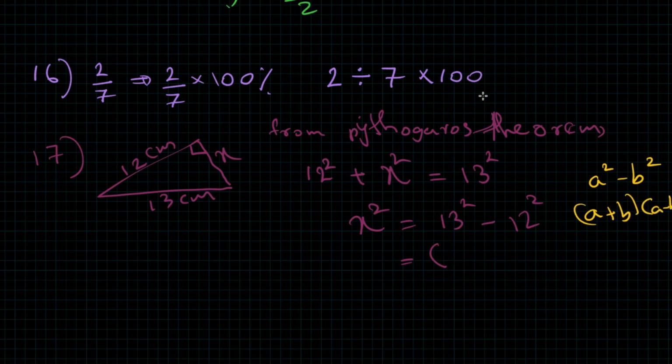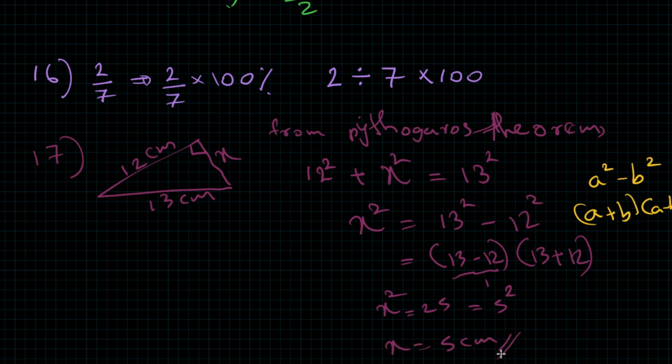Okay, going back to the original color. Here also I get 13 minus 12 times 13 plus 12. 13 minus 12 is 1, so 1 times 25. Now this is x squared. You should see that to get the value of x, we need to find the root of 25. And you know that you can write 25 like this, 5 squared, so x is equal to 5 centimeters.